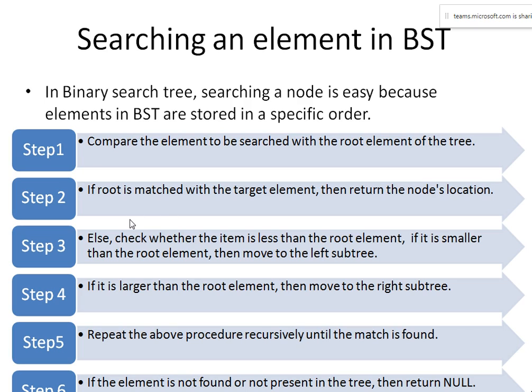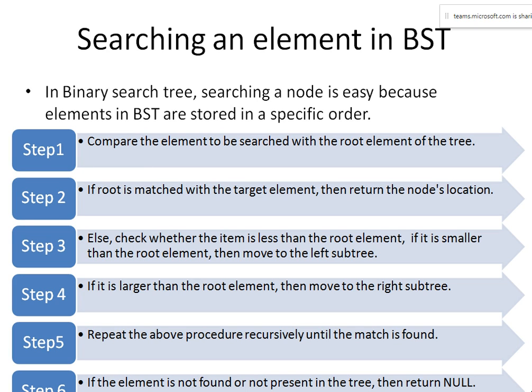Okay, now the second operation that can be carried out on a binary search tree is searching an element. That means you are looking for a particular data item in a binary search tree. So searching a node is easy because elements in a binary search tree are sorted in a specific order. What order does it maintain? Root is greater than left child and right child is greater than the root node. So this order is always followed.